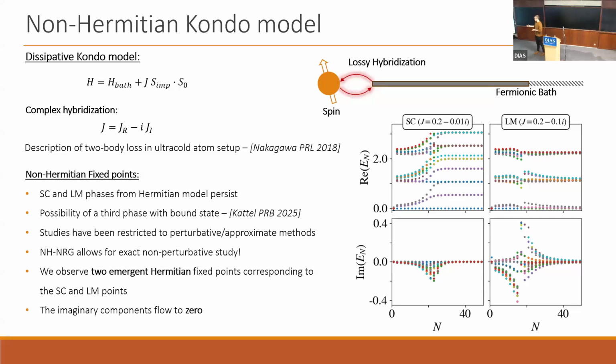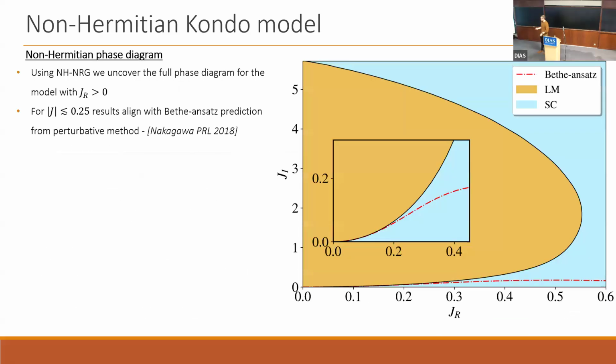Okay, so these are just two examples of what the flow diagrams look like, but we can actually look at the whole phase diagram now. Okay, so here is our newly uncovered full phase diagram for the non-Hermitian Kondo model. So this orange region here is where you get the local moment regime, okay?